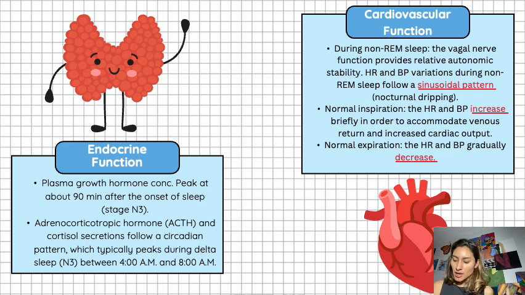Now moving on to the cardiovascular function. During non-REM sleep, the vagal nerve function provides relative autonomic stability. The heart rate and blood pressure variations during non-REM sleep follow a sinusoidal pattern called nocturnal dipping. That is, during a normal inspiration, the heart rate and blood pressure increase briefly in order to accommodate venous return and increase cardiac output. During expiration, the heart rate and blood pressure gradually decrease.